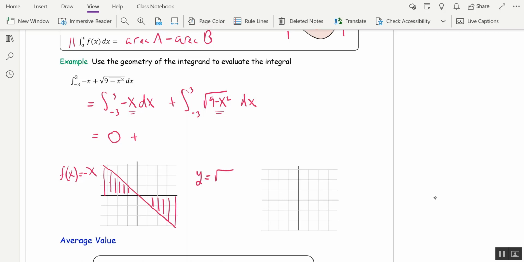y equals the square root of 9 minus x squared. And we want to graph that. So you might want to pause the video and see if you can graph that from -3 to 3. Okay, hopefully you did that.